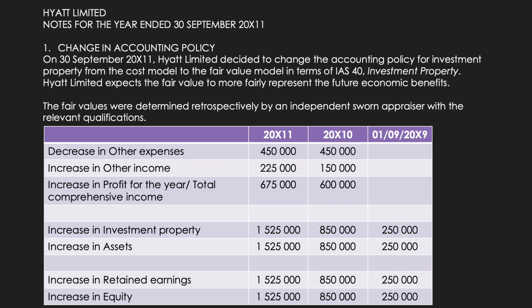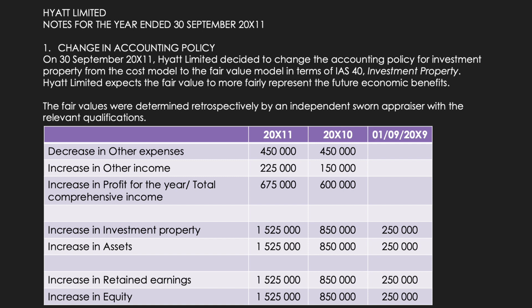So we make the changes into retained earnings, okay? So here you make the changes to the assets, liabilities account and then to retained earnings, which is an equity account. If we look at the column dated the 1st of October 2009, you will see that we have an increase in investment property of 250,000 Rand, and that was explained on the previous slide. But then we also have an increase in assets of 250,000 Rand.